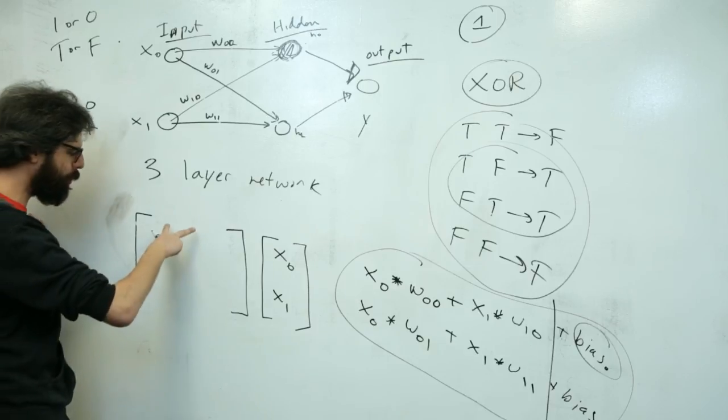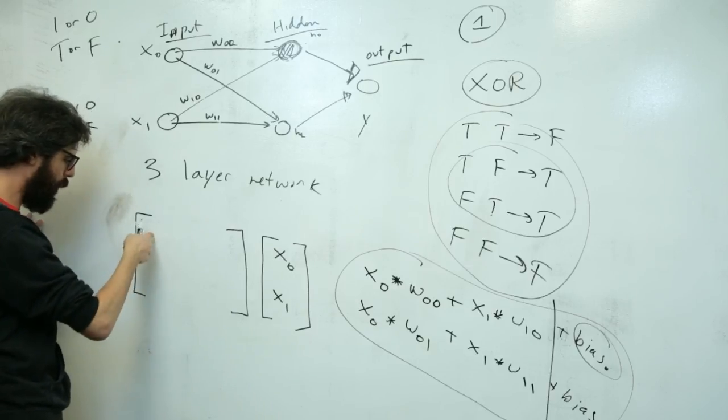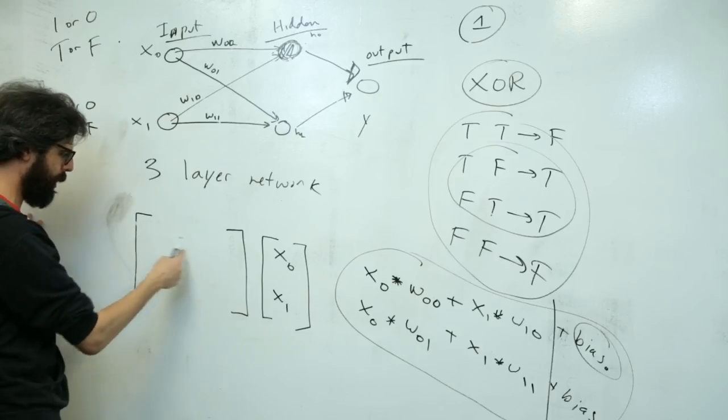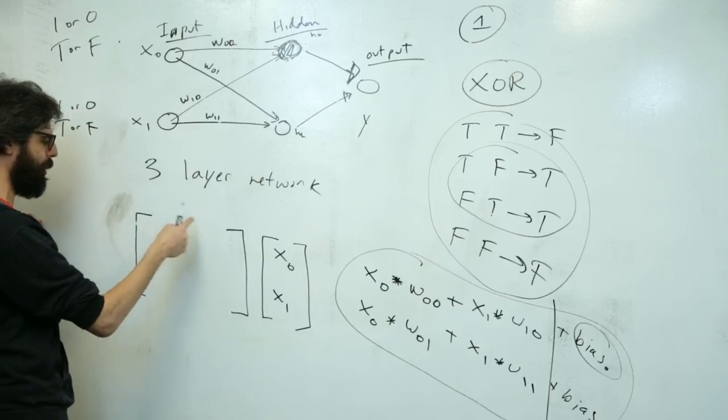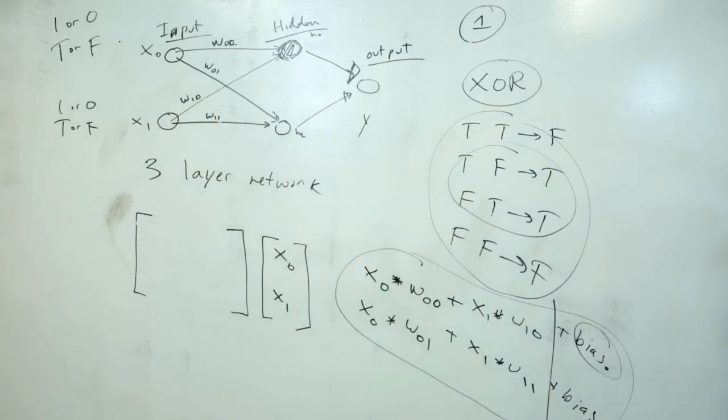No. This would be 3x2. 1, 2, 3x2. These would be the connections. Connections from here to there, connections from here to there. Okay, I got it. I had to think about this a few times. Number of columns equals inputs. Number of rows is hidden neurons.